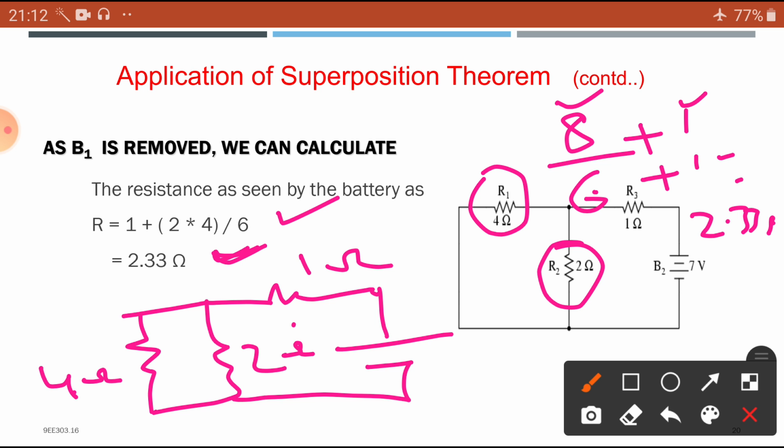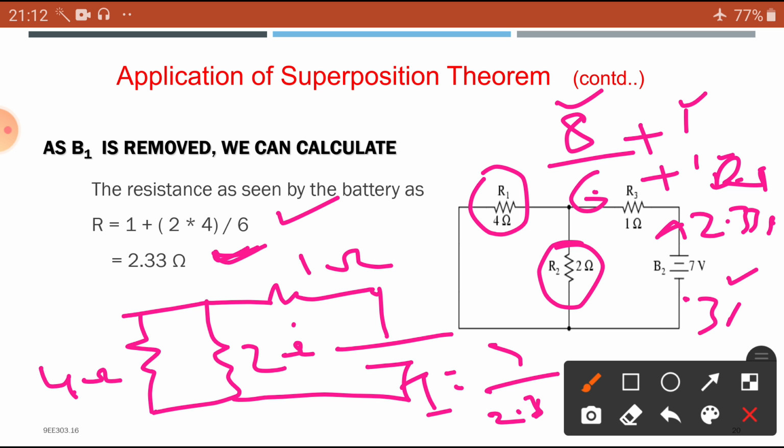If you know the total resistance RT and you know the voltage, then what is the current? The current I is equal to the voltage 7 divided by 2.33. So we are going to get the current value nearly 3 amps. So with the help of B2, the current in the circuit is 3 amps. Okay, 3 amps. Now, conventional current: 3 amps is going and 3 amps entering.